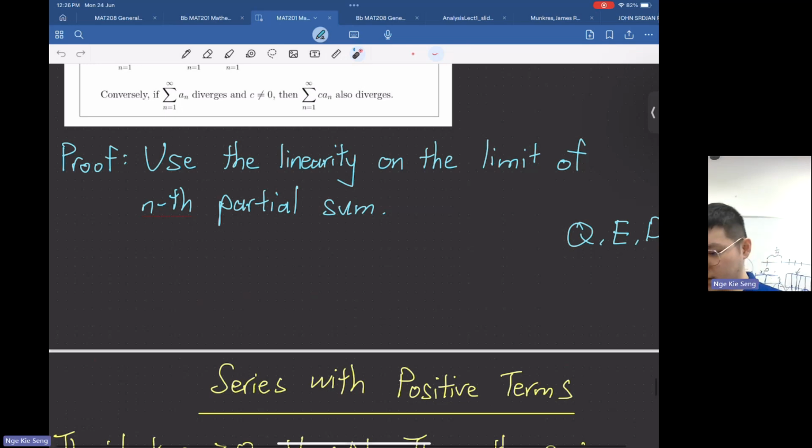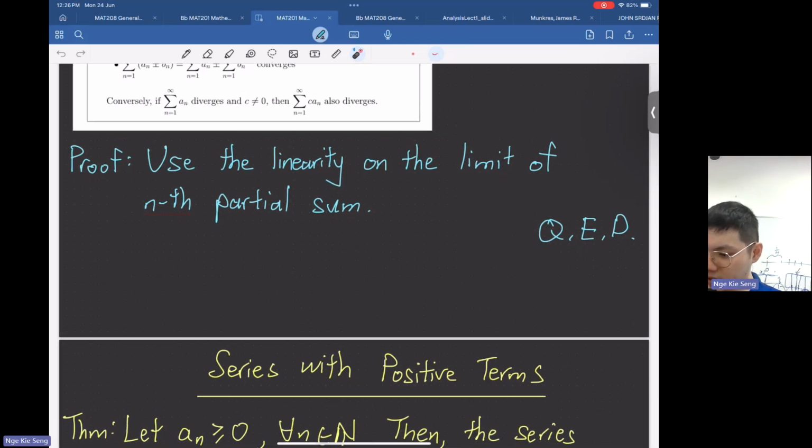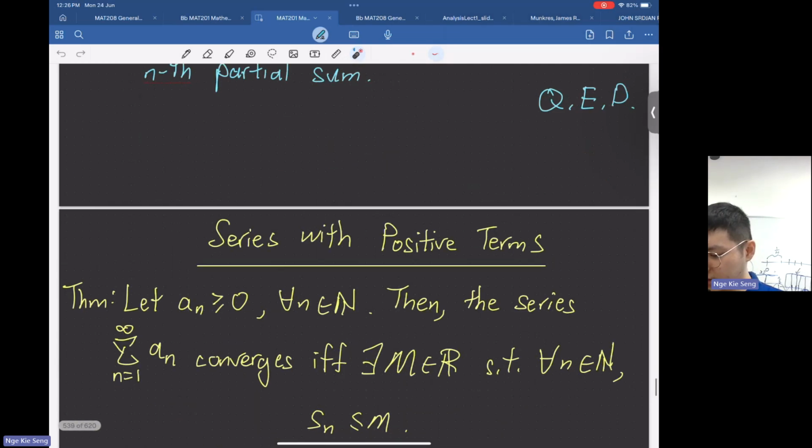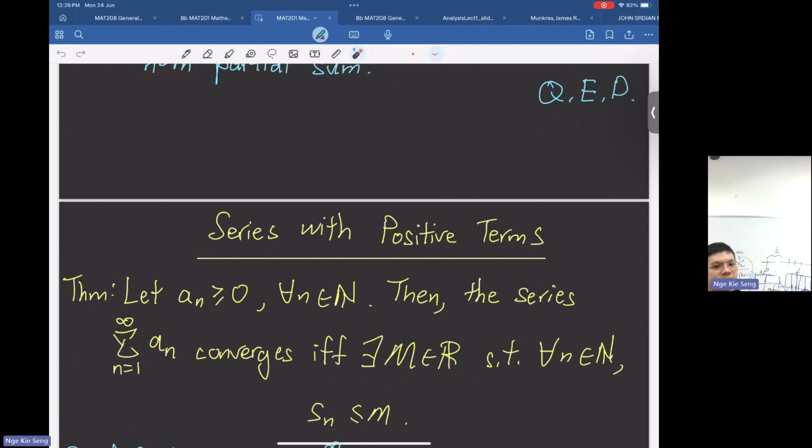So that one is for general convergent series. The next part is that we'll discuss series with positive terms. What do we mean by series with positive terms? Without negatives, so all the a_n are positive. We try to discuss the convergence of this kind of series. When does this kind of series converge?